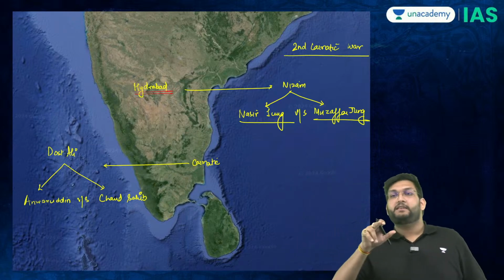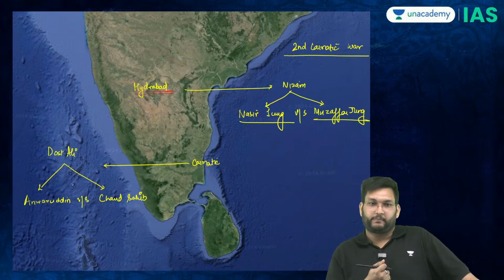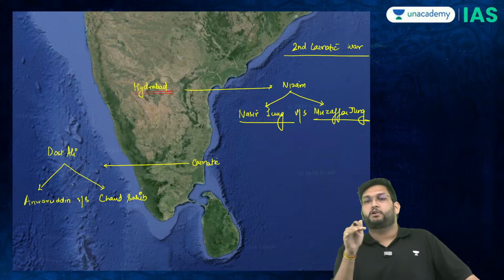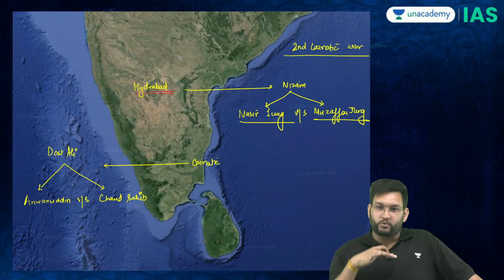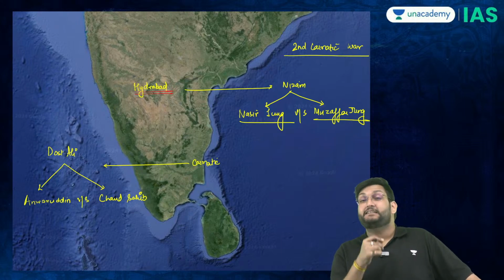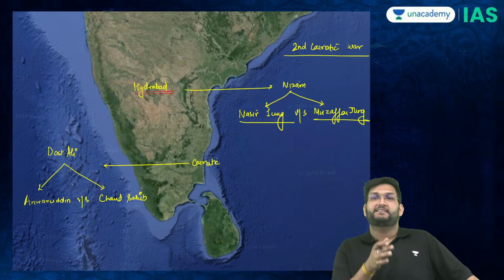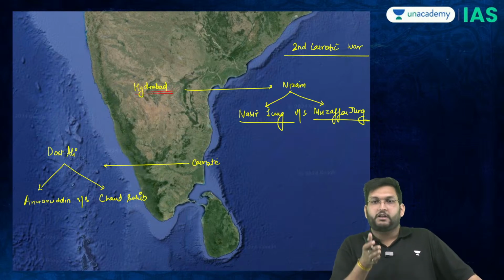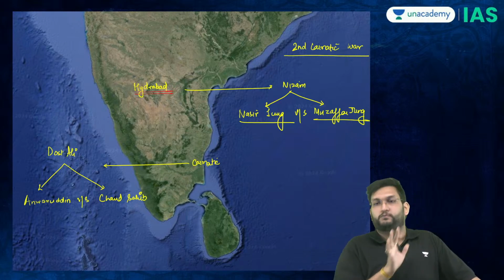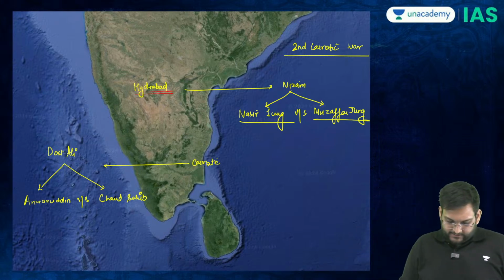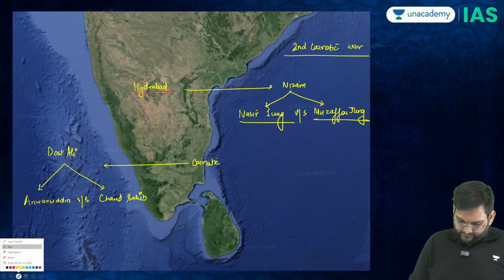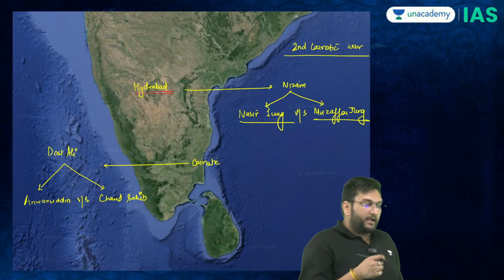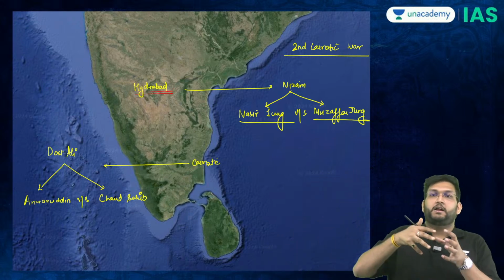And this is where the English and the French realize something. What they realize is, if we are able to install a ruler who is pro to us, that in turn will allow us to trade in this section with a lot of concessions. So it's about installing a ruler who is pro to you. And this is where, you can say for the first time, but not the last time, the British and the French will choose sides.